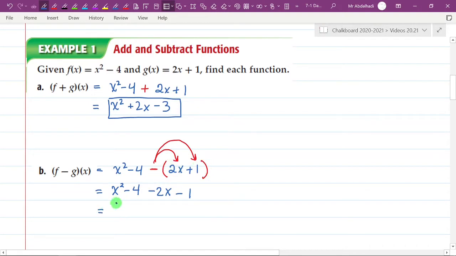Okay, so combine like terms now, just like we did up here. It's x squared, the only squared term we have. The only linear term we have here is negative 2x, so bring that down. And we have a negative 4 and a negative 1. They're both negative, so they give you a negative 5. Box your final answer. Okay, so that's adding and subtracting.